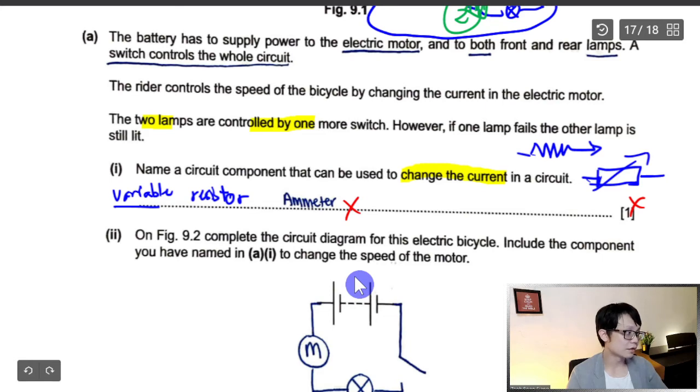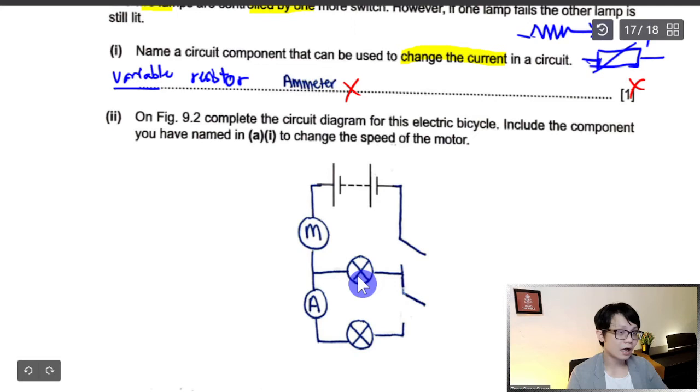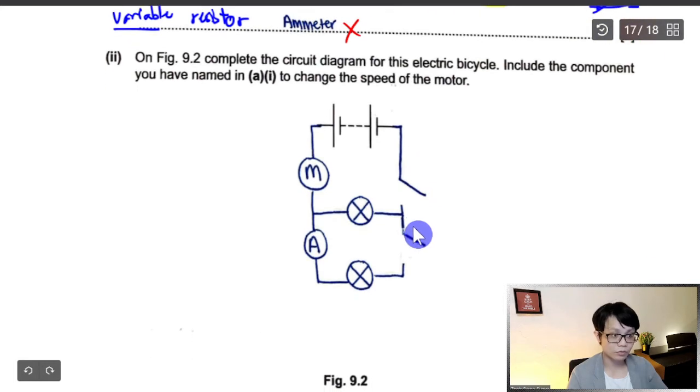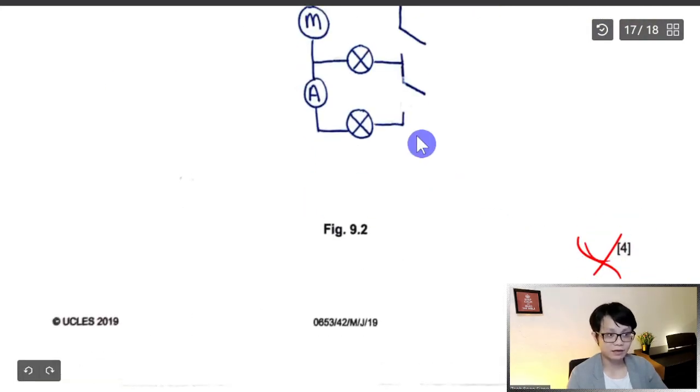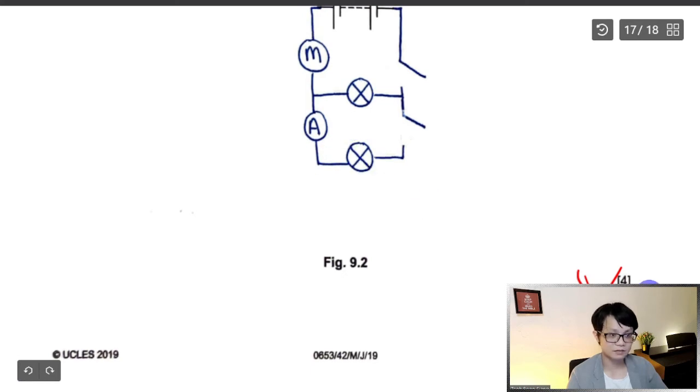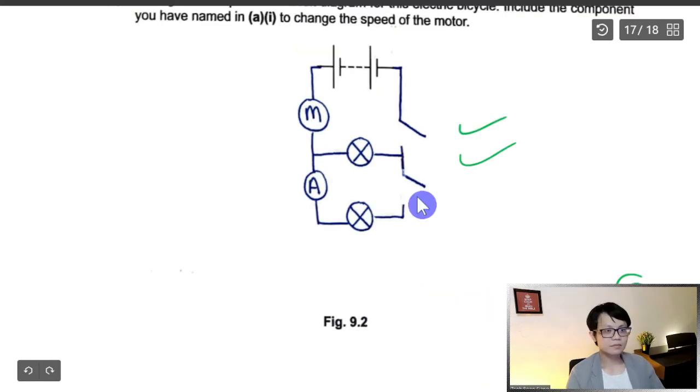So you need to draw this component, up to you how you want to. Of course the student didn't get any mark, wasted. Actually maybe got a few marks, but I just put it wrong. Then what is the correct one?